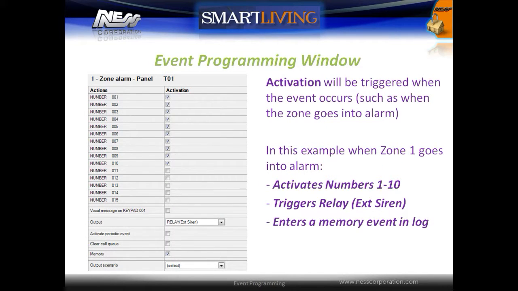Event activation will be triggered when the event occurs, such as when a zone goes into alarm. In this example, Zone 1 goes into alarm and triggers phone numbers 1 through 10 to dial, triggers the external siren relay output, and enters the event into the memory log.